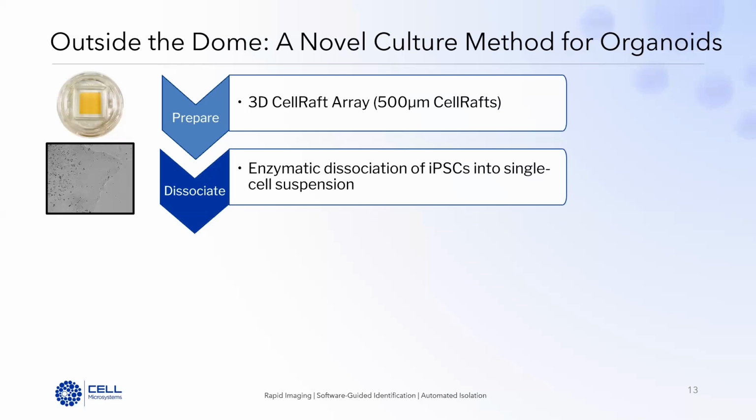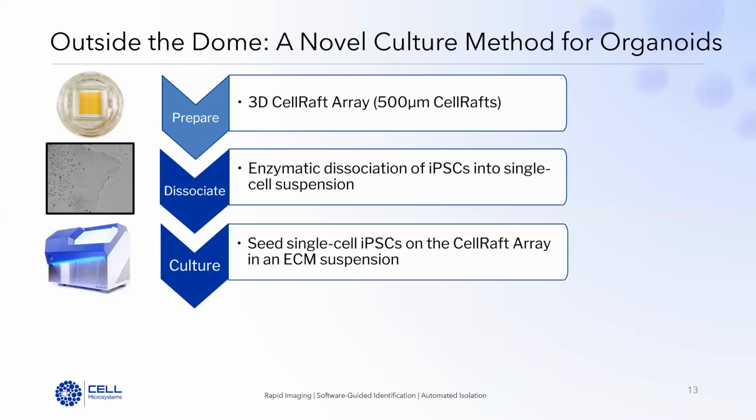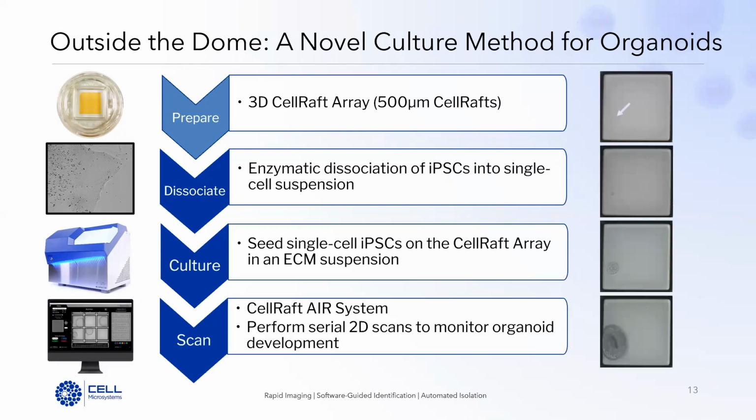When we're performing our iPSC organoid workflows, we start with our iPSCs, enzymatically dissociate those either into single cell suspension or fragment suspension, seed them onto the array in an extracellular matrix suspension, and then after polymerization of that ECM, we use our CellRaft air system to perform 2D serial imaging to monitor organoid development over time. Here on the right, you can see we have a single iPSC as it starts to form that cerebral organoid over time.